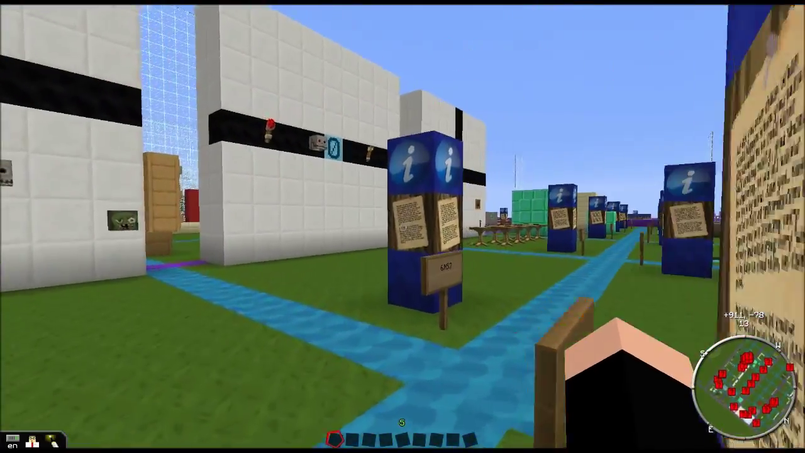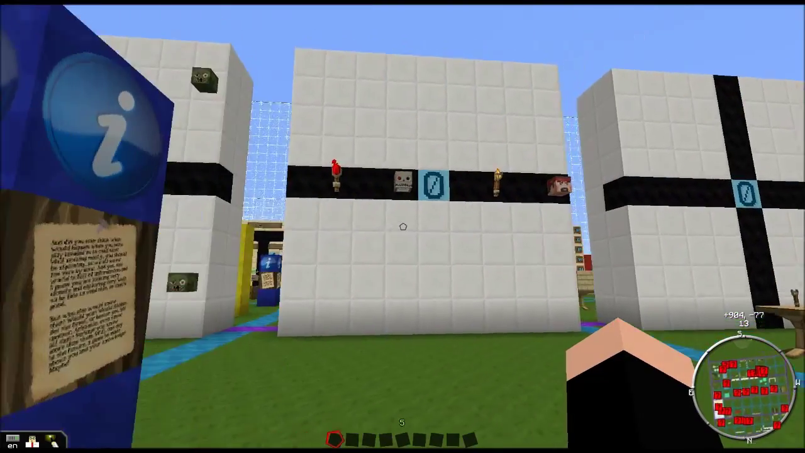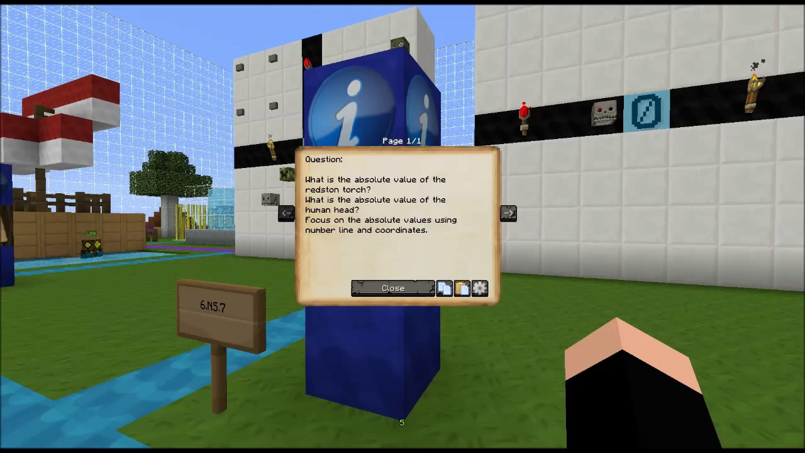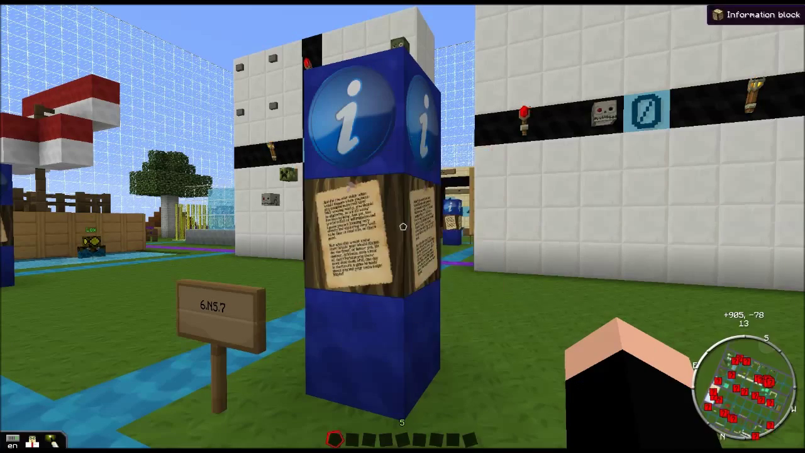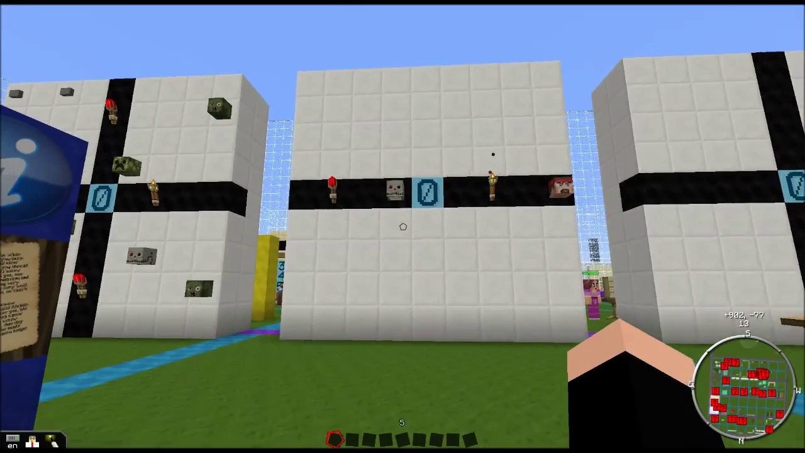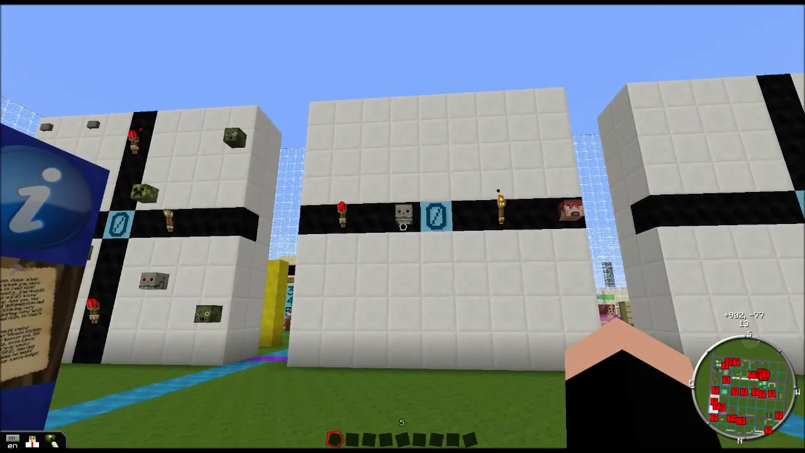This one over here deals with absolute numbers. So what's the absolute value? If I could show you here, what's the absolute value of the redstone torch? What's the absolute value of the regular torch, the human head, or the skull, the skeleton head?